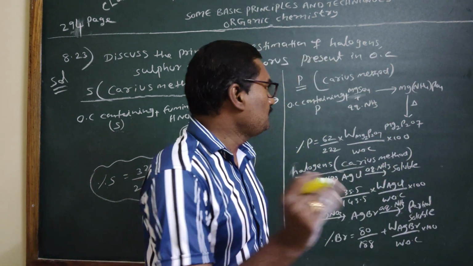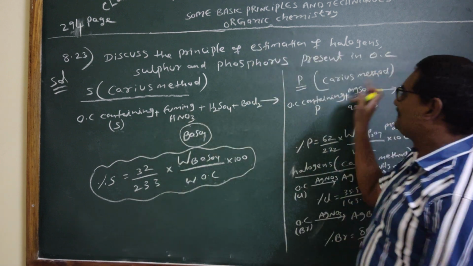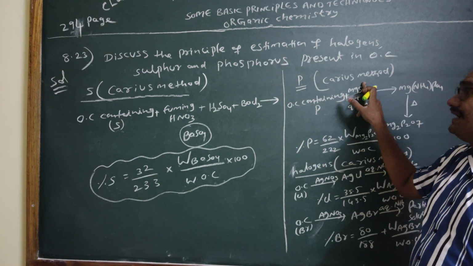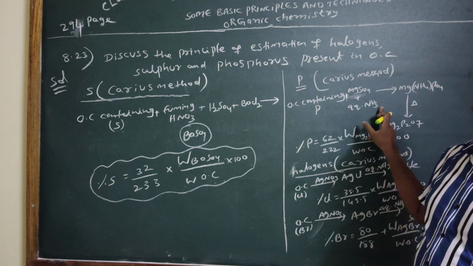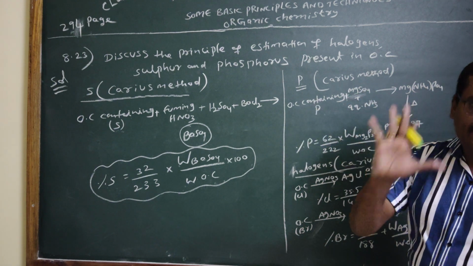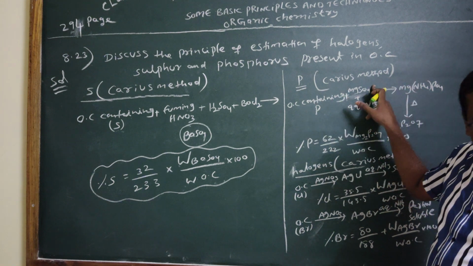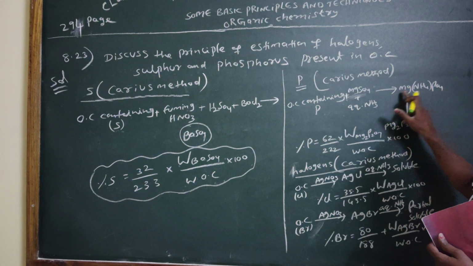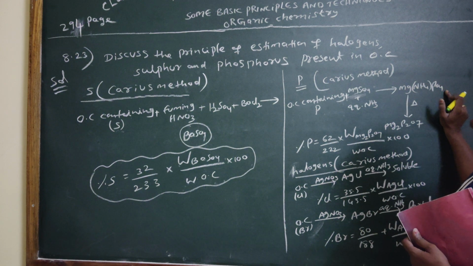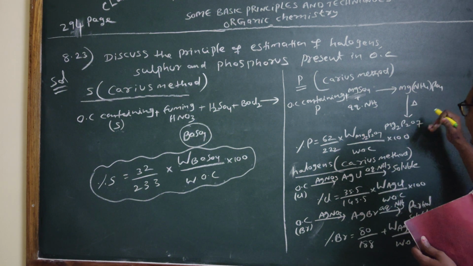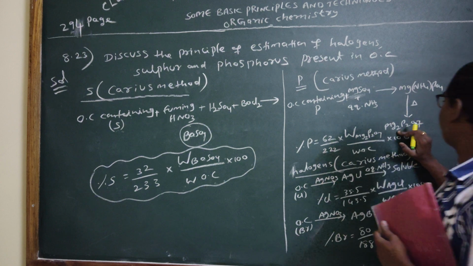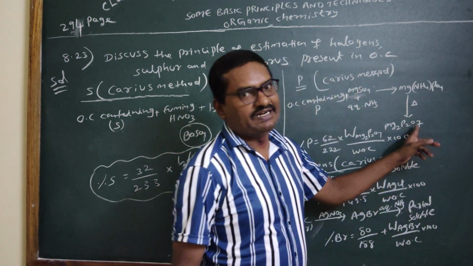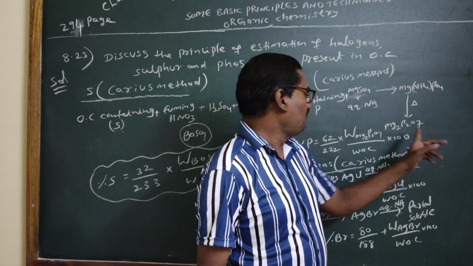Phosphorus is also estimated by Carius method. Organic compound containing phosphorus plus magnesium sulfate, MgSO4, plus aqueous ammonia. Then magnesium ammonium phosphate, MgNH4PO4, is formed. On heating it, magnesium pyrophosphate, Mg2P2O7, is formed.